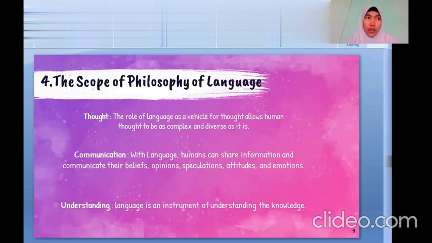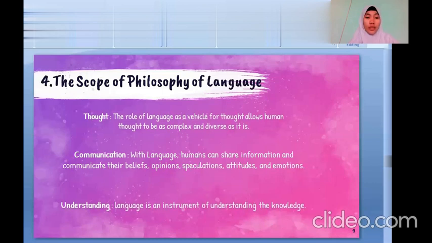The second topic is communication. Humans can communicate with each other by language and words about understanding. Language is an instrument of understanding knowledge. The specialized language of mathematics and science, for example, helps humans to build their theories and make predictions about some things that they couldn't fully understand.